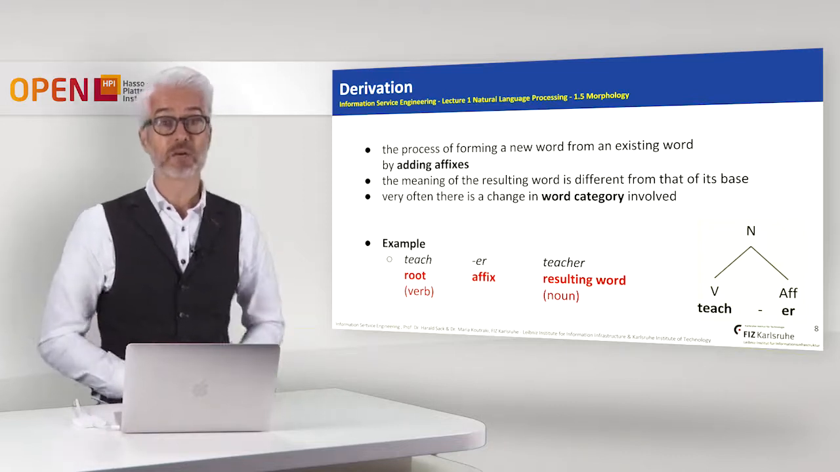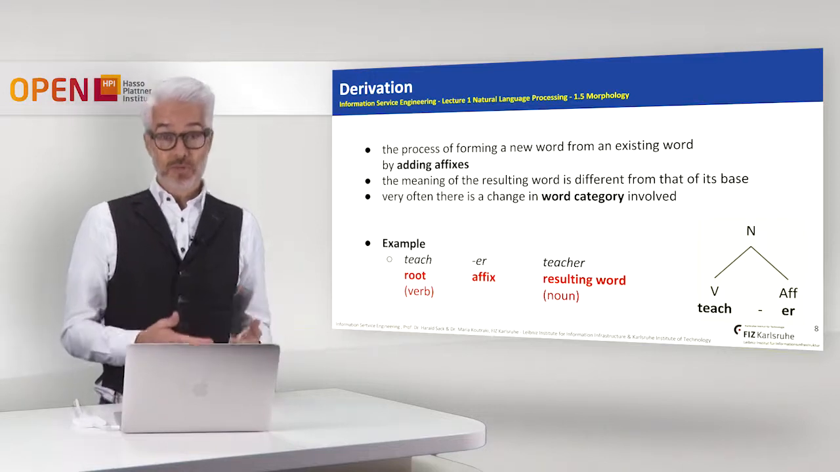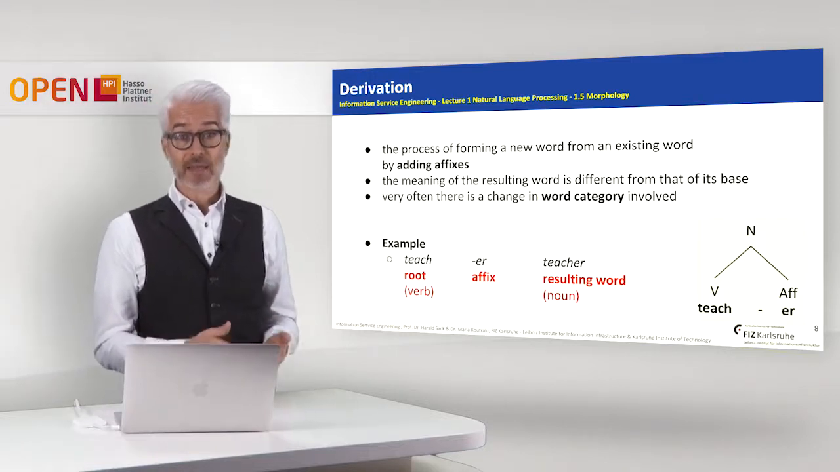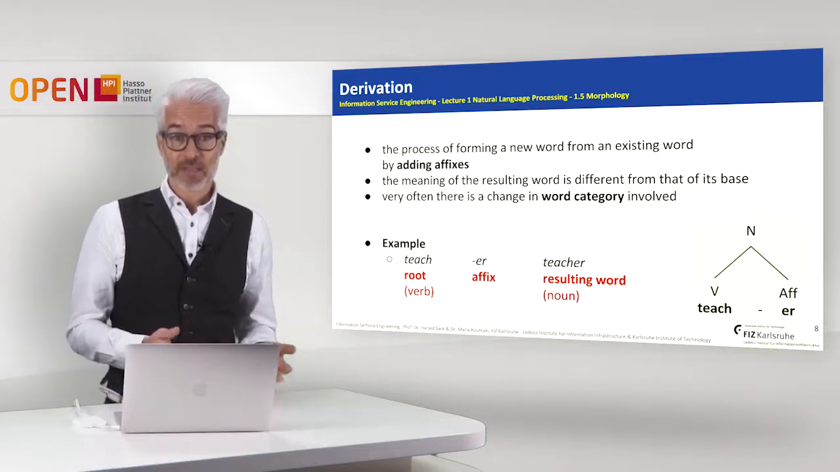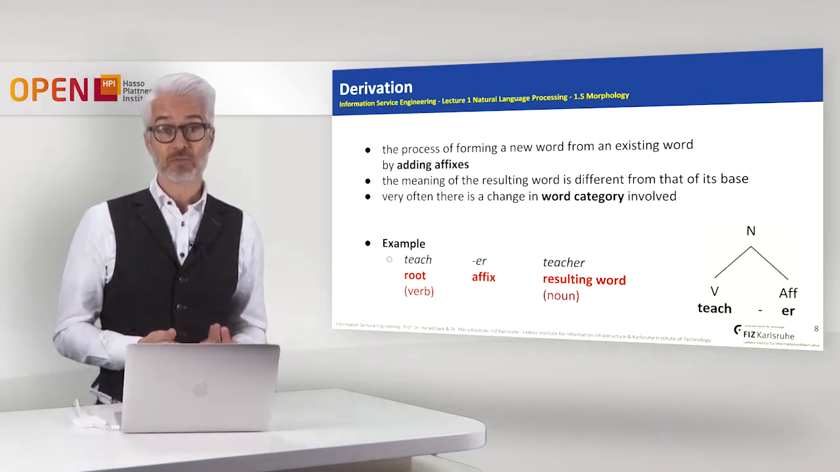We start with derivation. Derivation is the process of forming a new word from an existing word by adding affixes. And by that, of course, the meaning of the resulting word will become different from its root.